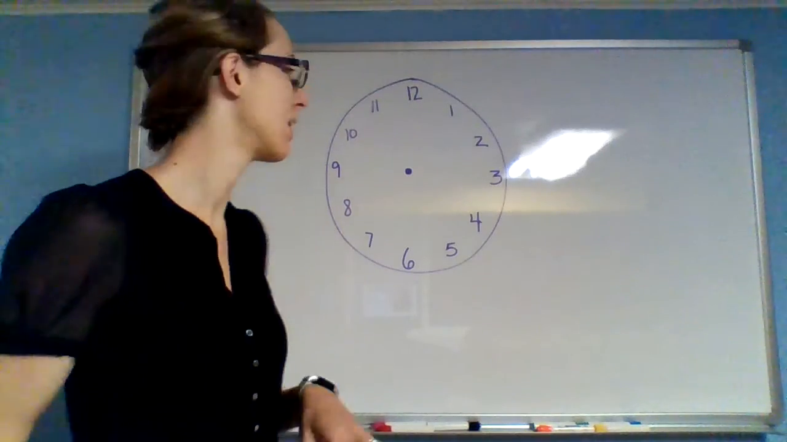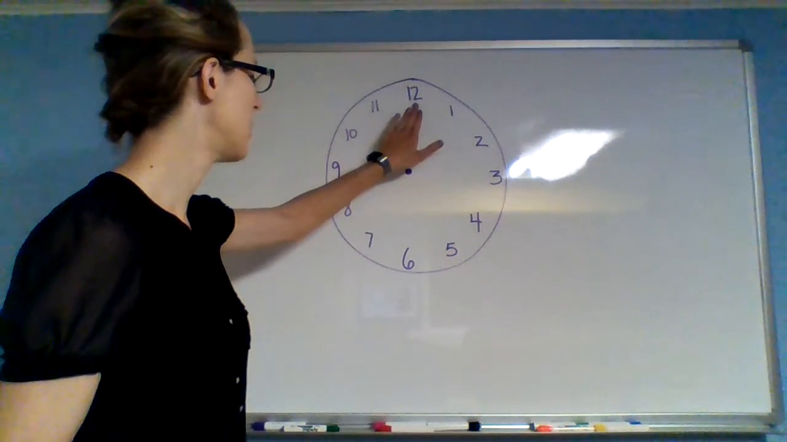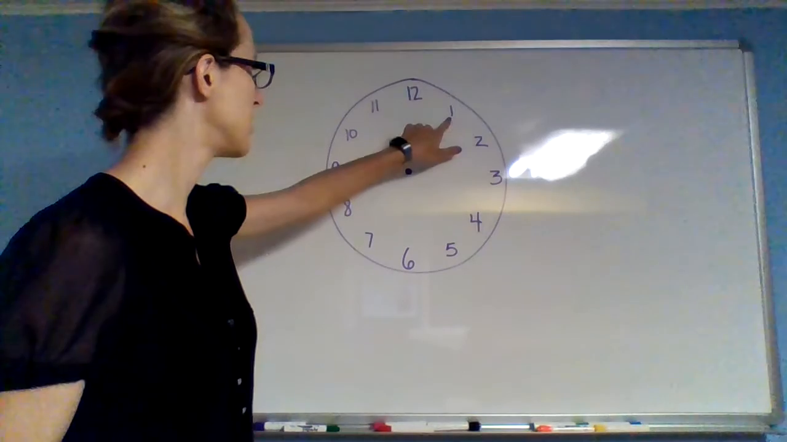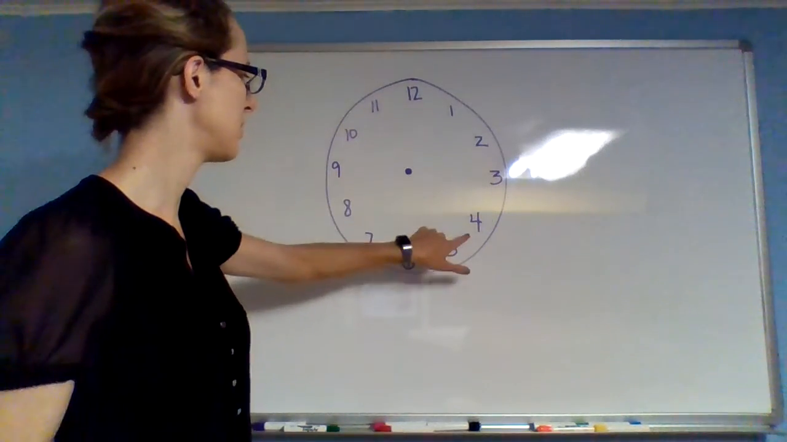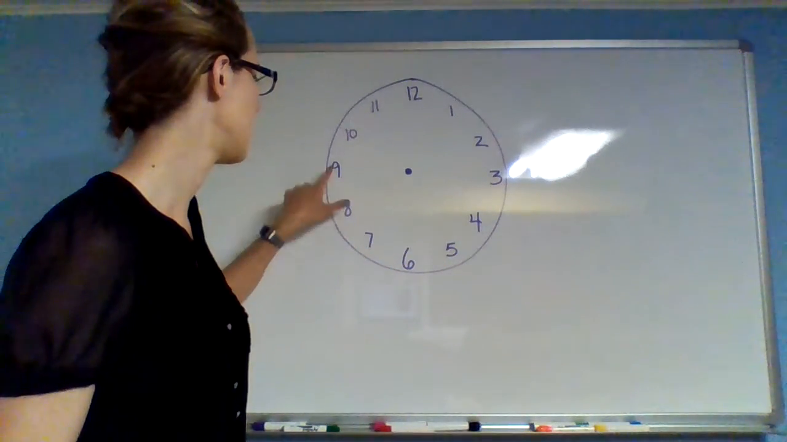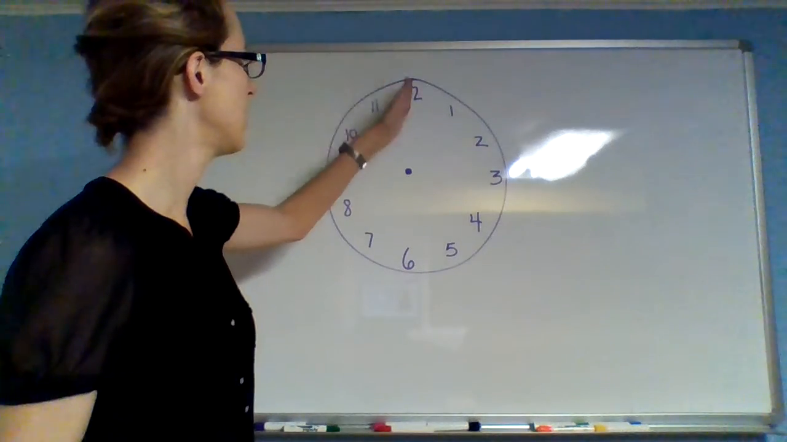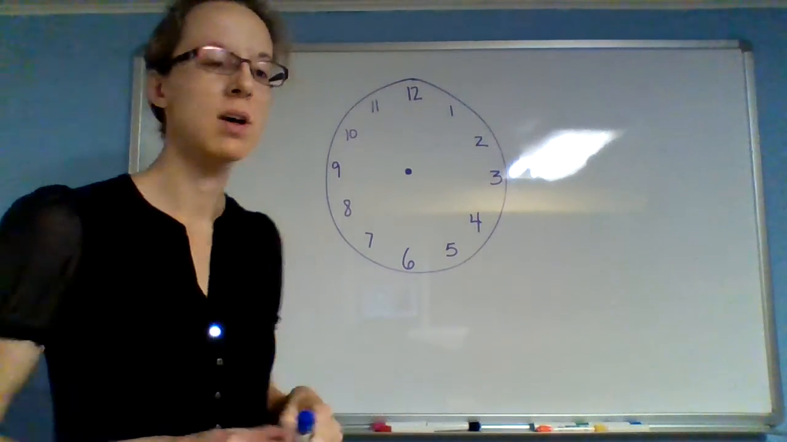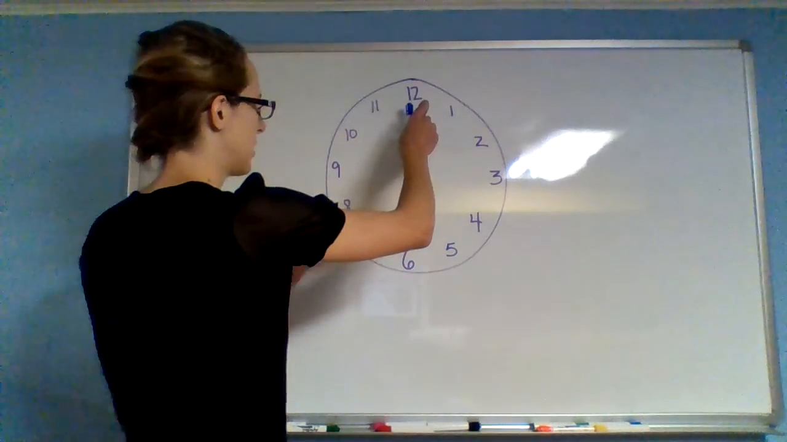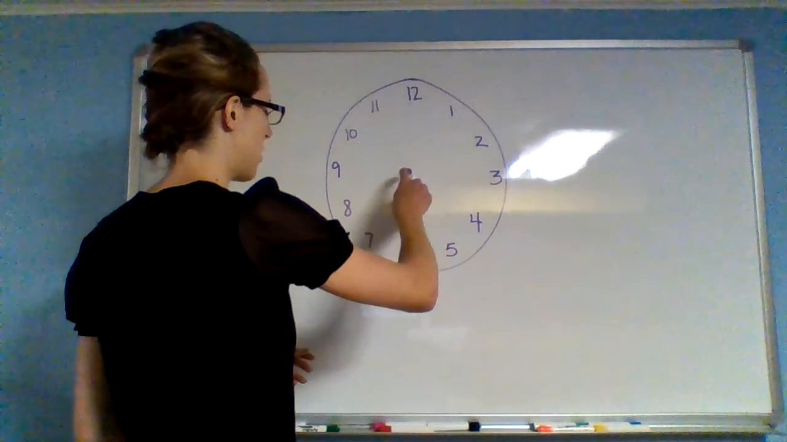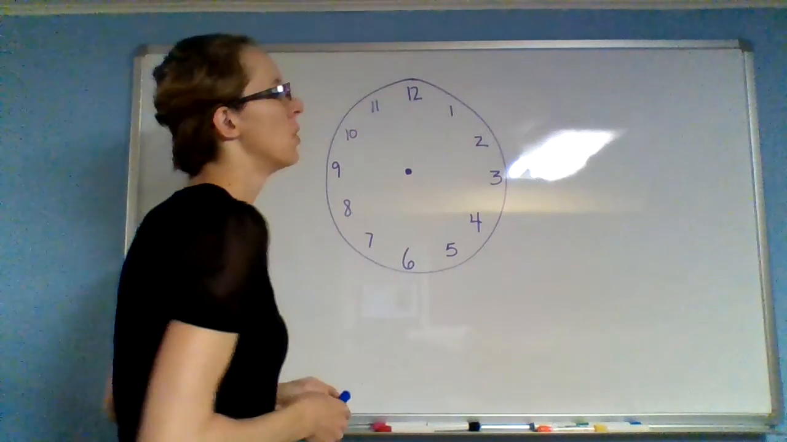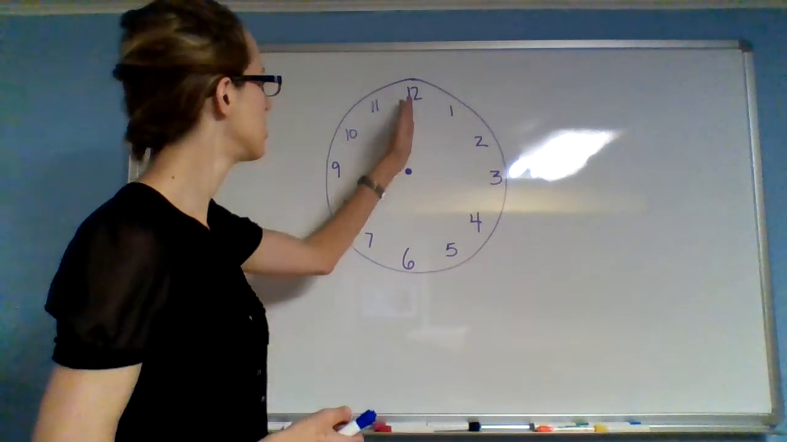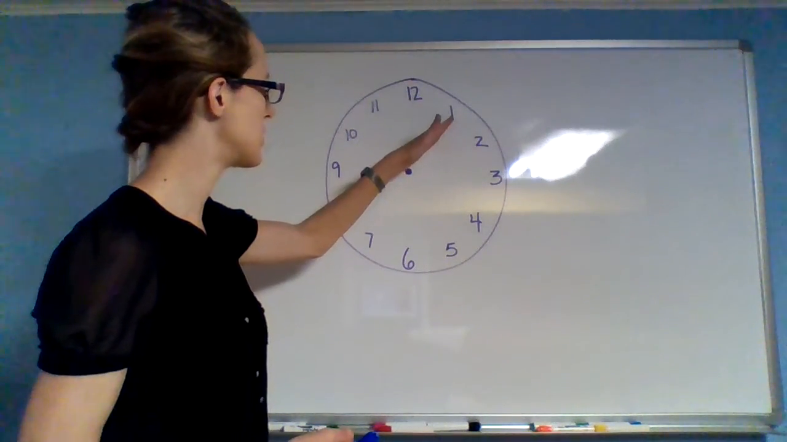So on a clock, our numbers go from a 12 at the top, and then they start counting 1, 2, 3, 4, 5, 6, 7, 8, 9, 10, 11, and they end at 12 again. In order to go through one complete hour, the long hand of the clock goes all the way around one time, while the short hand of the clock just moves from one number to the next.